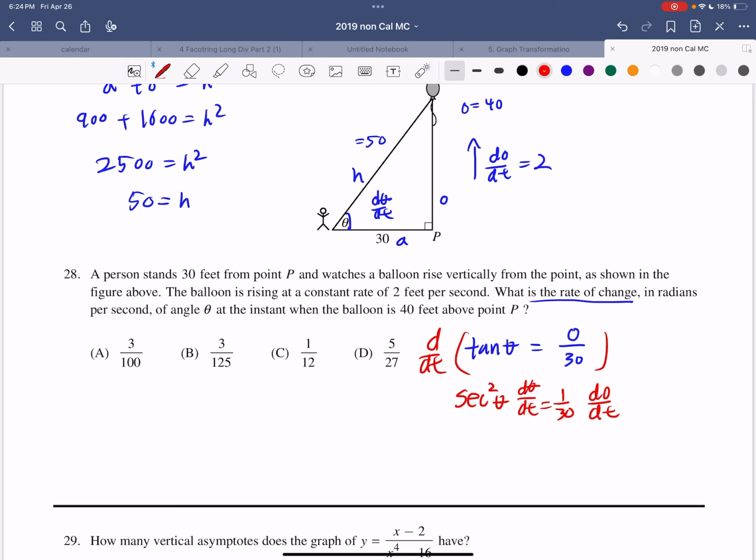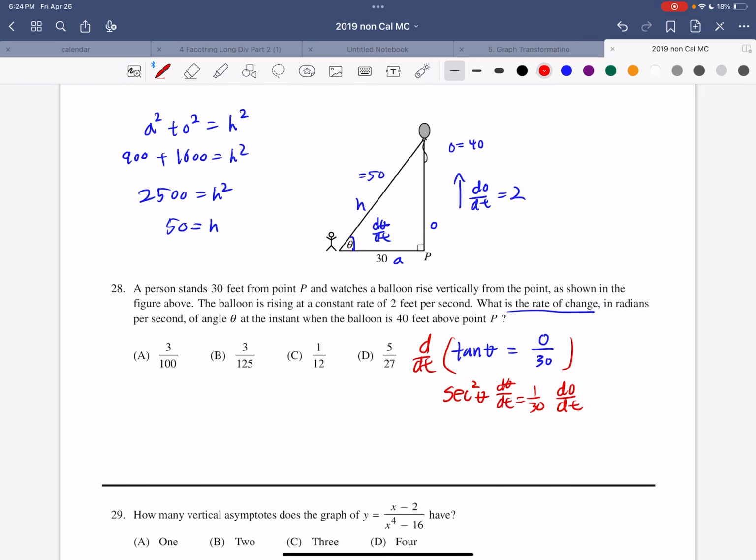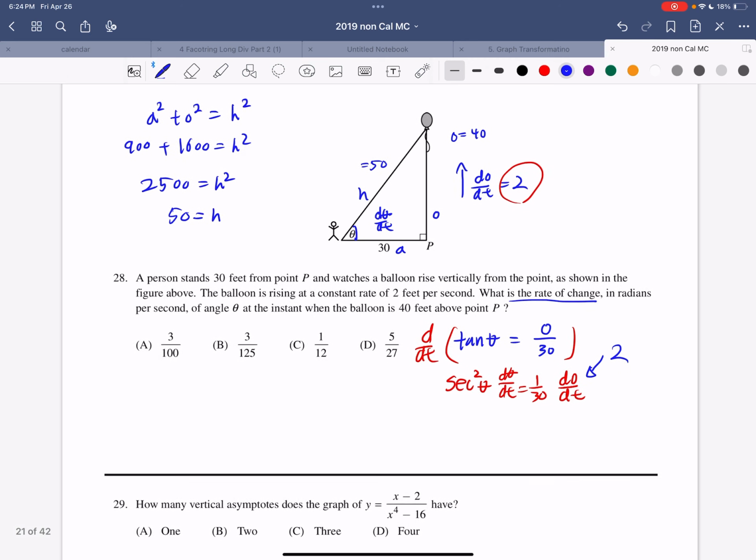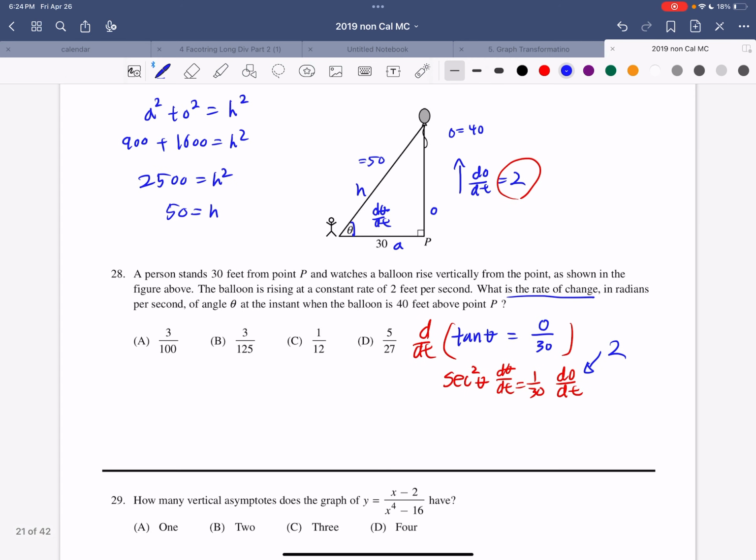Now let's do one by one. We don't know what secant theta is, but we already know this is equal to 2. But we don't know what secant squared theta is, but what we can find out. So, you know, sine theta is what? SOHCAHTOA. So it's going to be 40 over 50 at that moment, right?